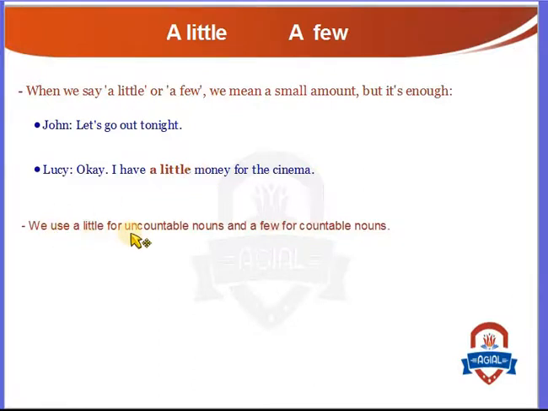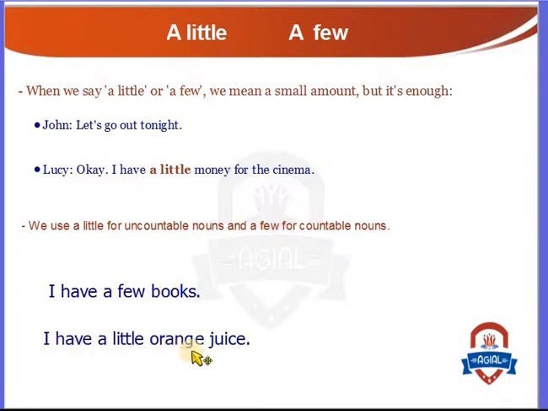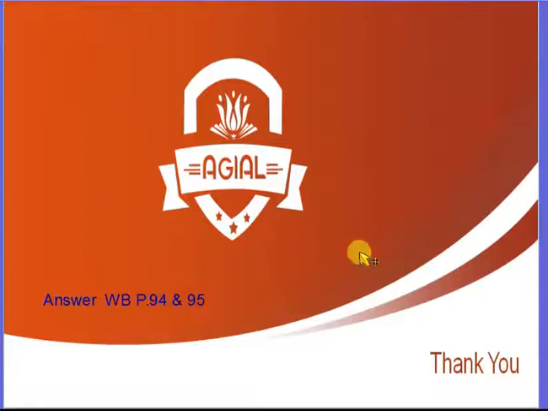We use a little for uncountable nouns and a few for countable nouns. I have a few books. I have a little orange juice. For more exercises, please answer workbook page 94 and 95.